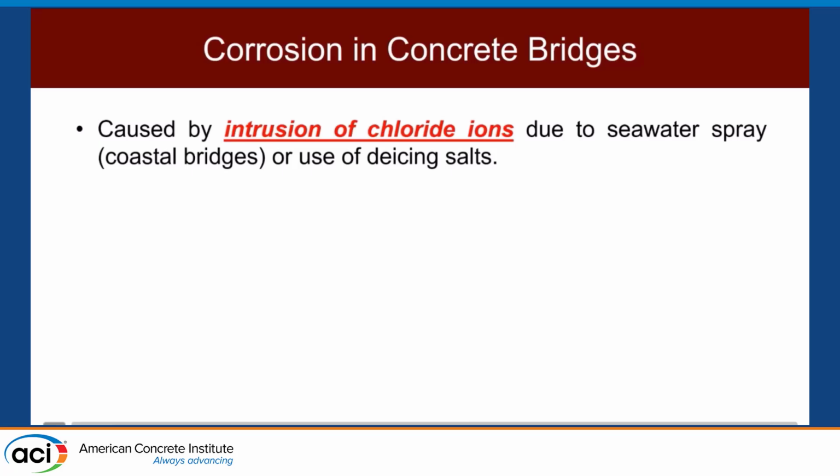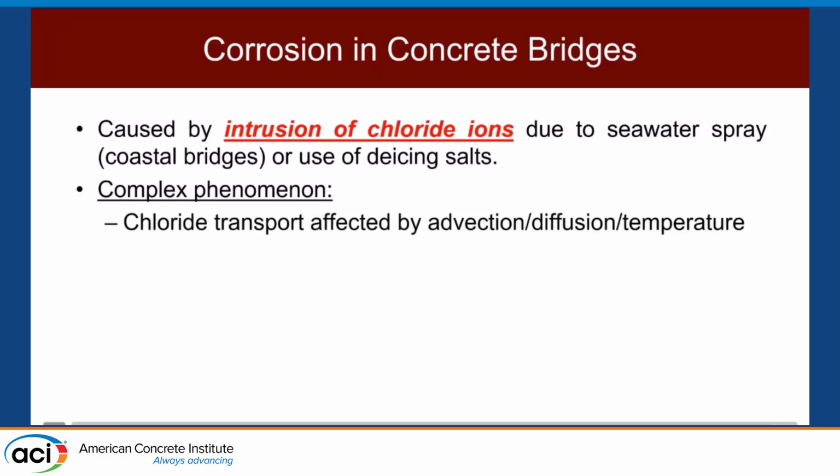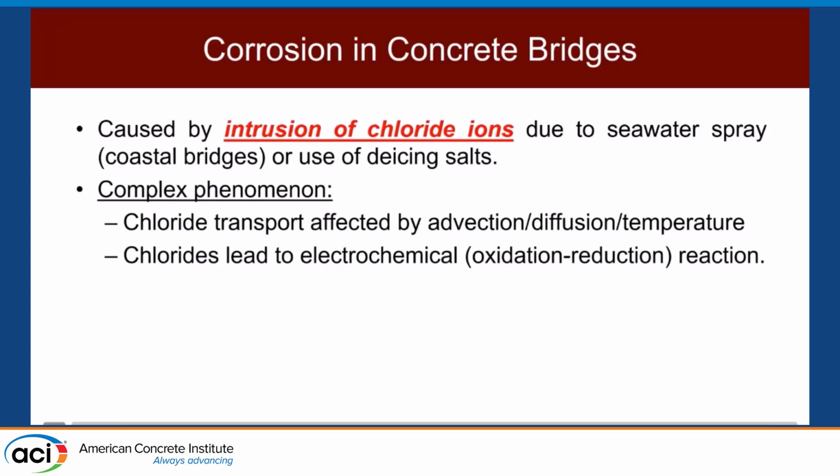Now, corrosion is caused by intrusion of chloride ions due to seawater spray in coastal bridges or use of de-icing salts, and of course it is a complex phenomenon. It involves a variety of different processes which are interacting with each other. So, for instance, we have the chloride transport being affected by both advective and diffusive transport mechanisms and also by the temperature.